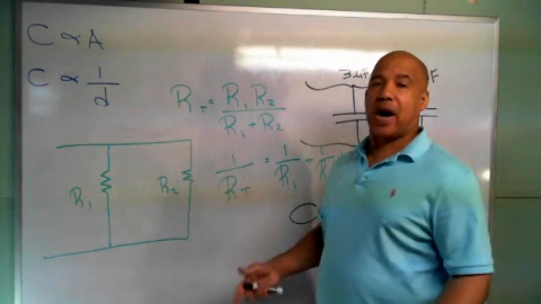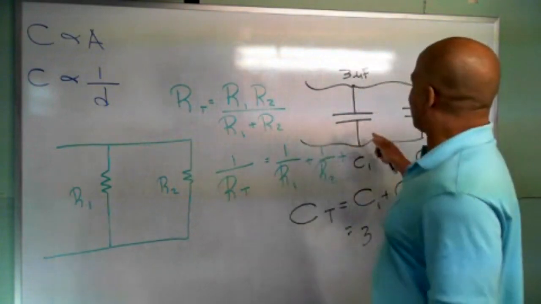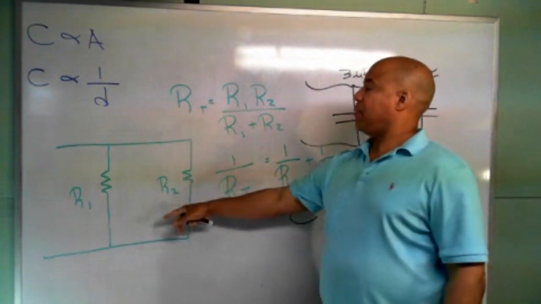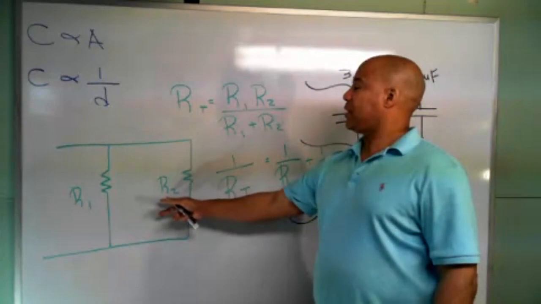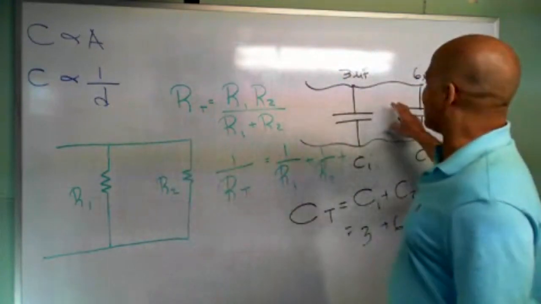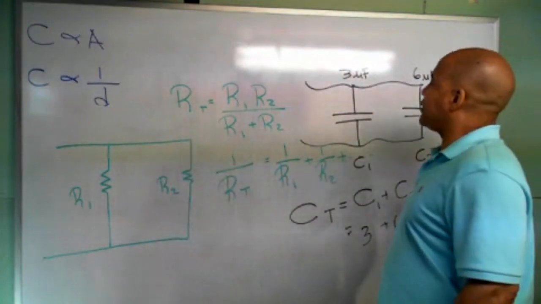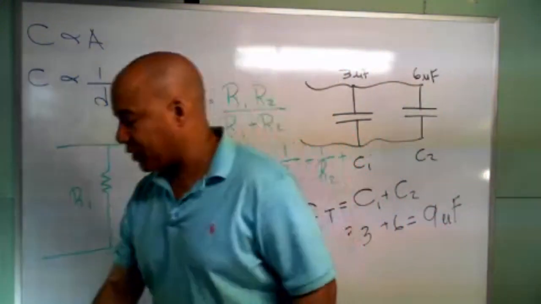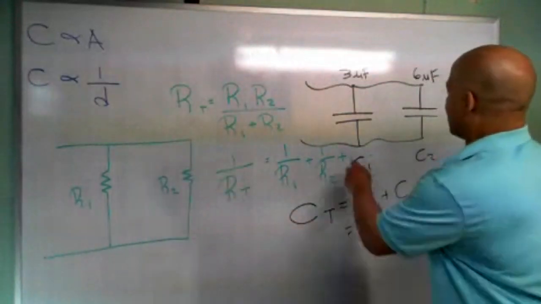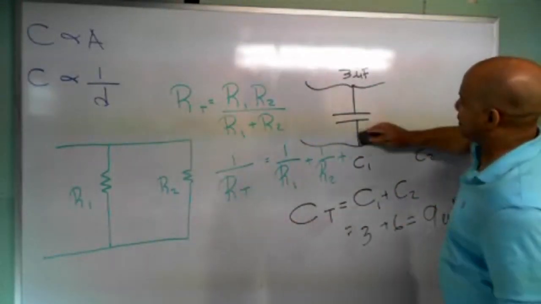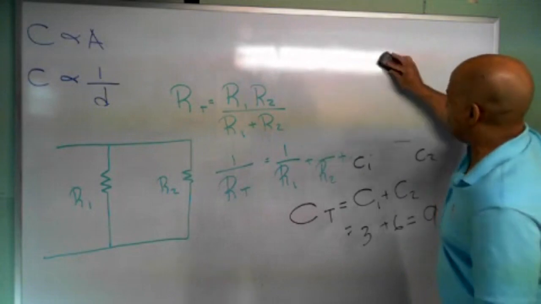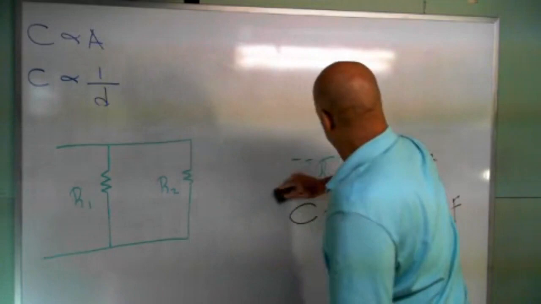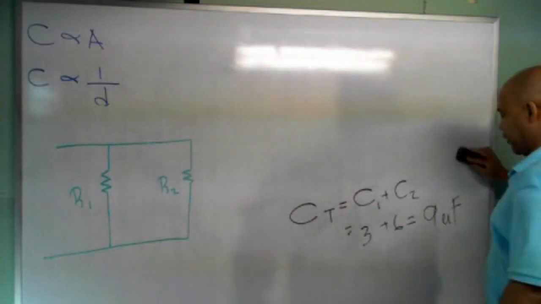Now, the question is why? Why is it that when I keep adding capacitors in parallel, instead of going down like resistors, the capacitance actually goes up? To understand that, we have to go back to this relationship right here. Instead of drawing the capacitors like this, let me draw the actual plates, and then you'll see why this is true.